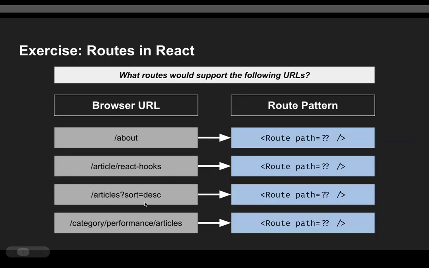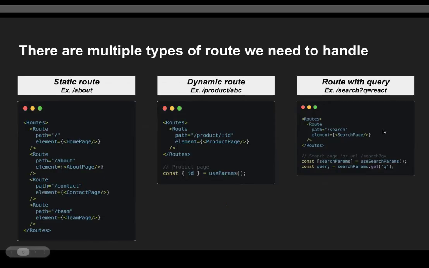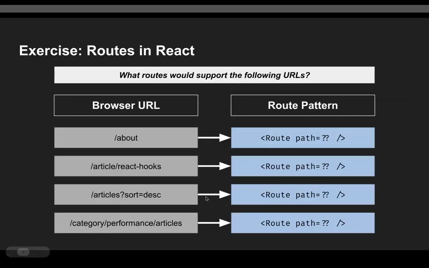Yep, that's right. Just /articles, because just a reminder, in these situations, the path is just the path without whatever the query parameter is, and you can just separately access the query parameters inside the page itself using this hook. Okay, and then the final one, /category/ maybe there's a category called performance /articles.